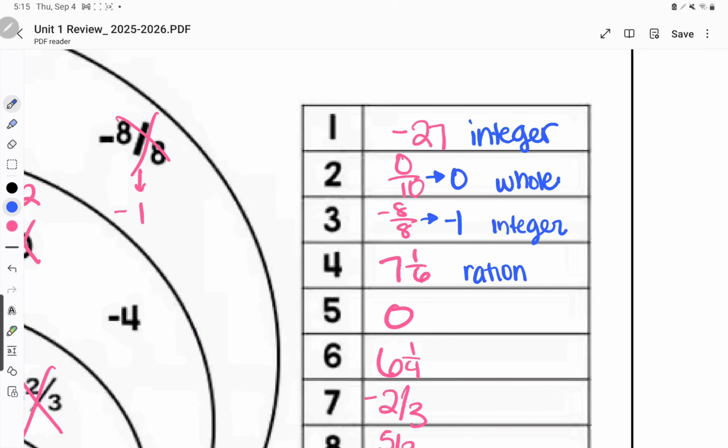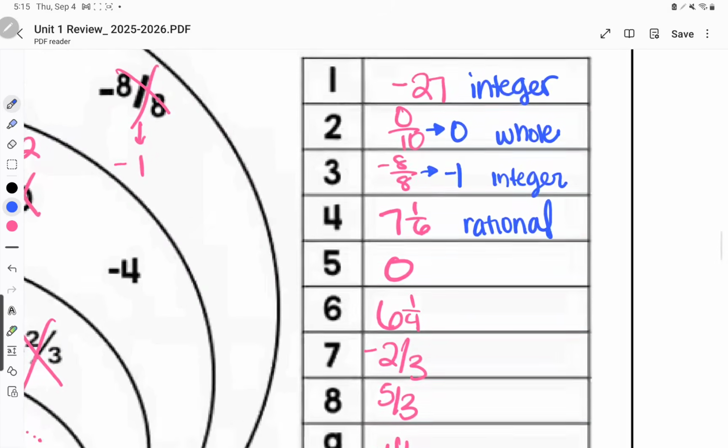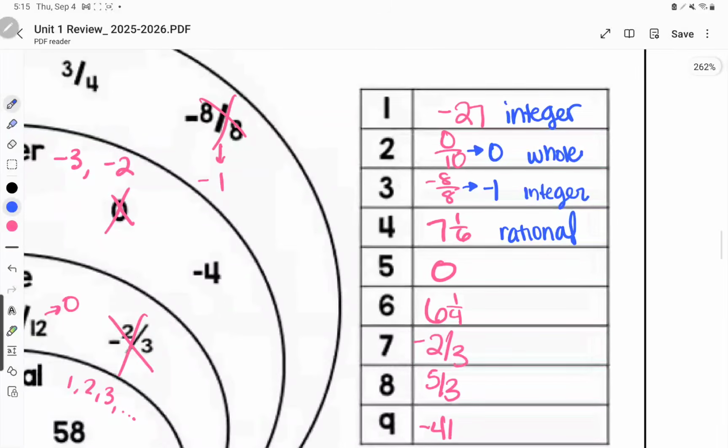7 and 1/6, how would you classify it? Rational. Rationals are our only ones that can have fractions in their simplest form. 0, how do you classify it every time? Whole number. 6 and 1/4, how do we classify it? Rational.